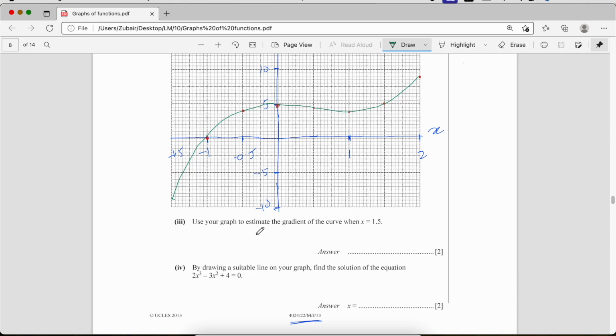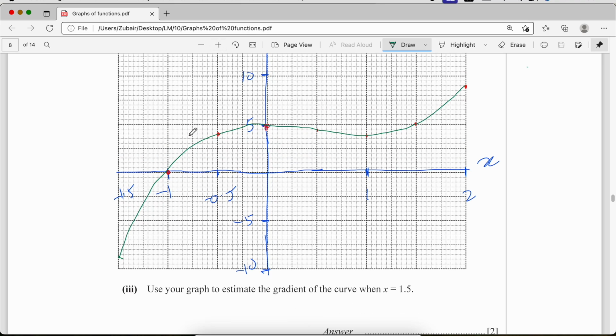It says use your graph to estimate the gradient of the curve when x is 1.5. Same thing. So when x is 1.5, this is x 1.5. At that point, I need to draw a tangent. Bear with me along with these limitations. This is again touching the right hand side with the curve. I'll make another attempt. With pencil and ruler, that is easy. This is better than before. And when you will be doing it, draw a longer line on both sides.